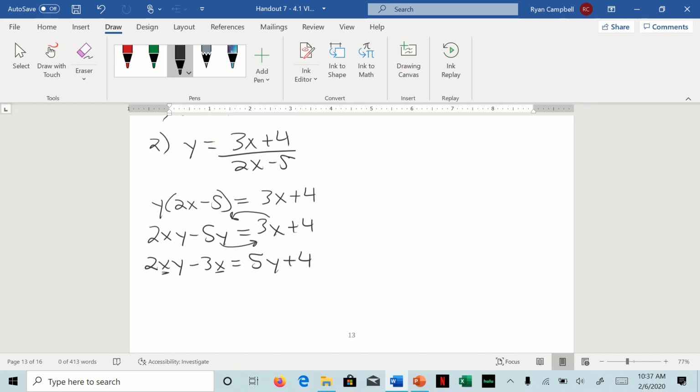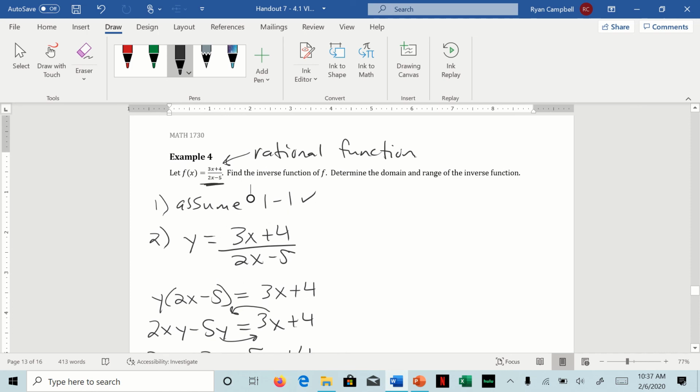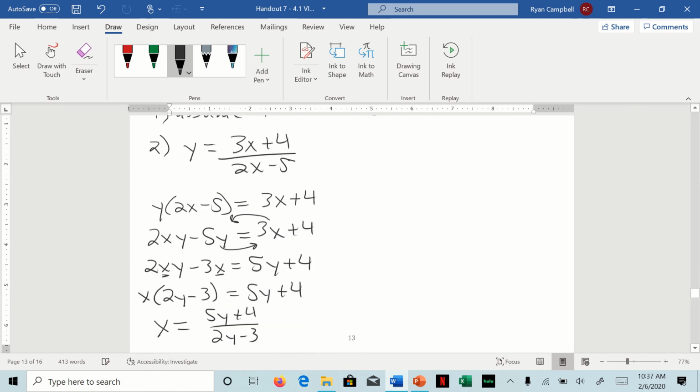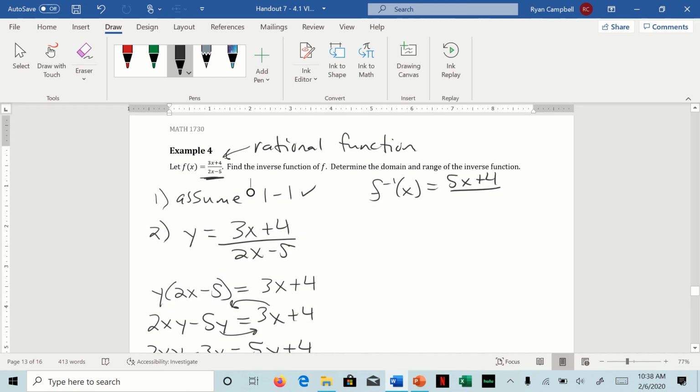So one thing we can do is factor out the x. So it's x times (2y minus 3) equals 5y plus 4. And then we can just divide it out, right? So x equals (5y plus 4) divided by (2y minus 3). So to actually write that out, when we flip it, we say the inverse function is, and what did we say that was? (5x plus 4) over (2x minus 3).